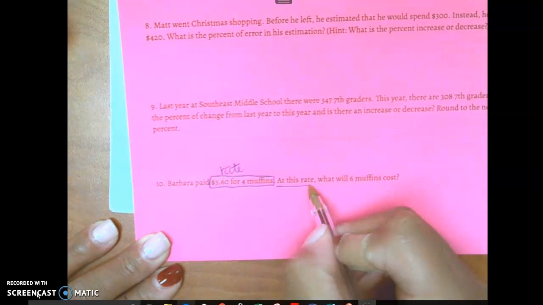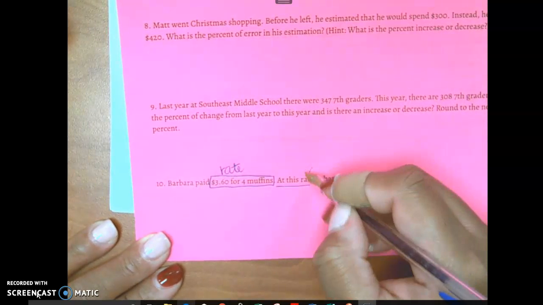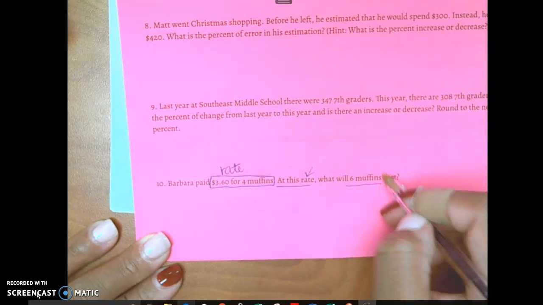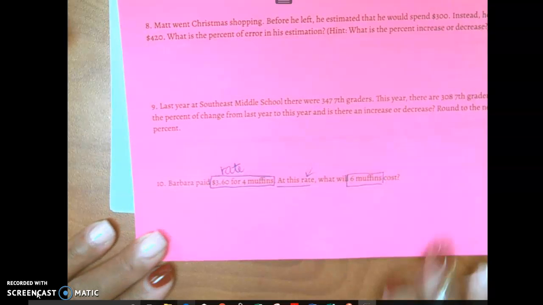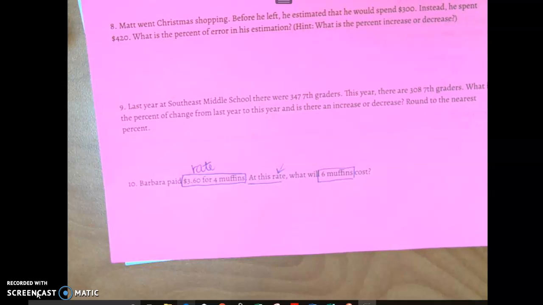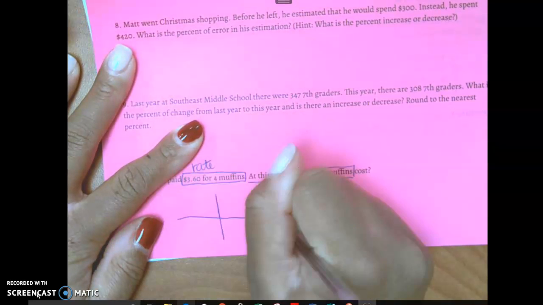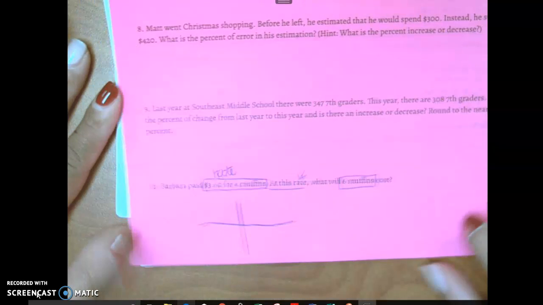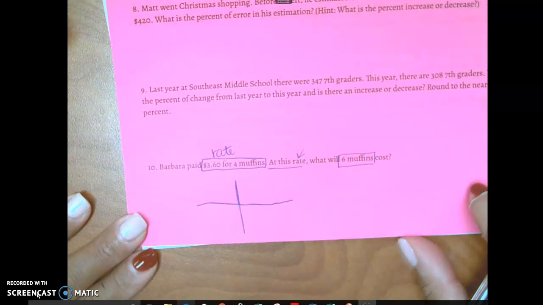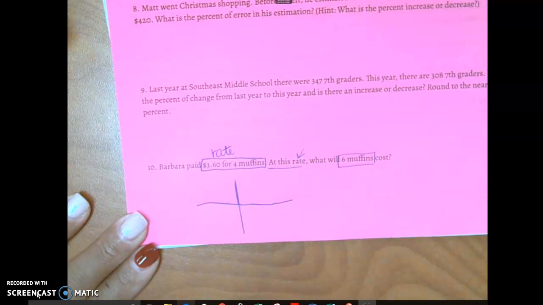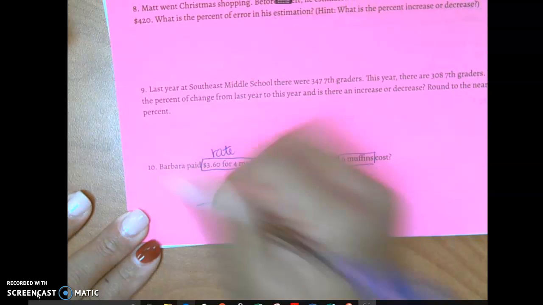At this rate, it's right there. What will 6 muffins cost? So what do I need to make? A proportion. What goes in my proportion? I want the things. $3.60 what? Dollars? And muffins.